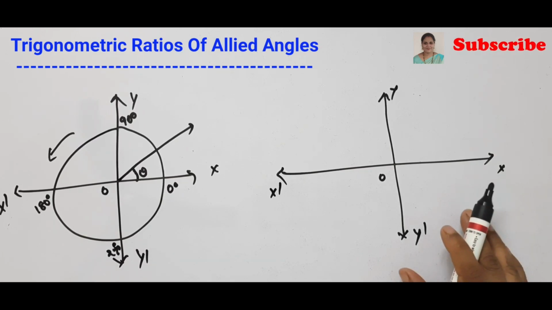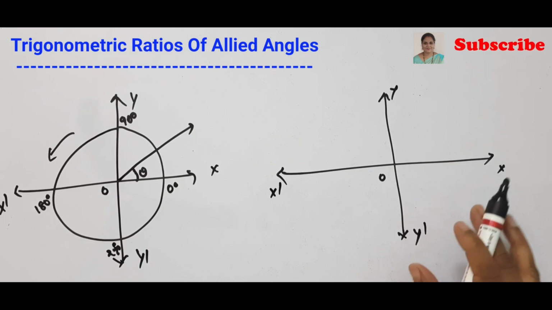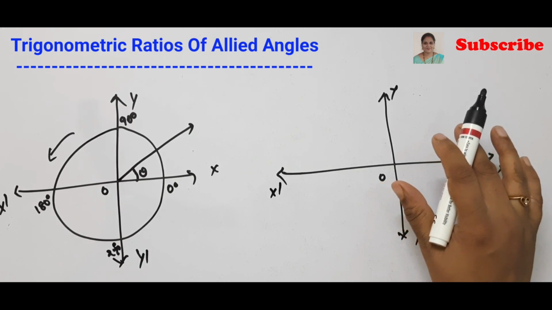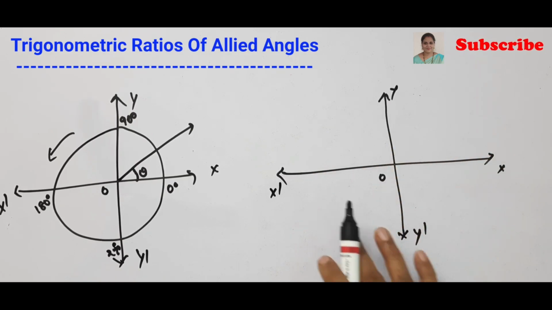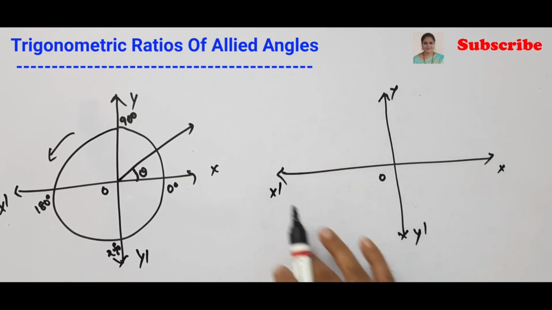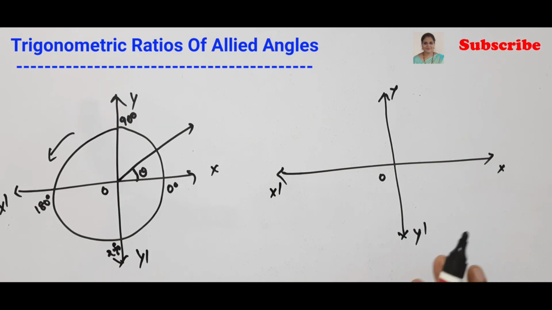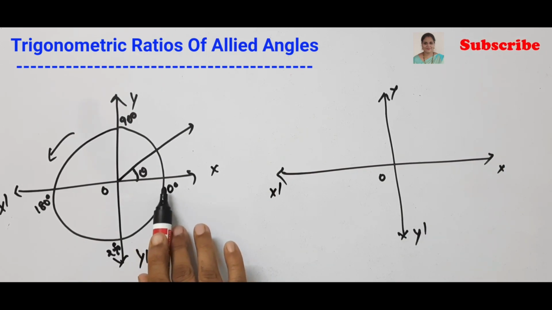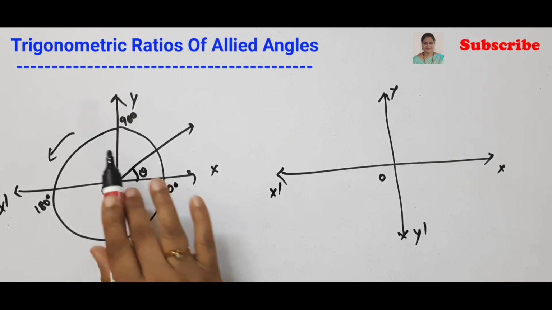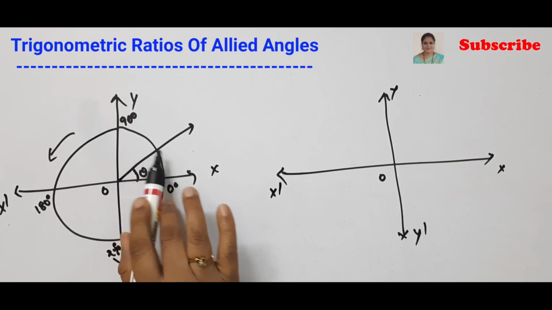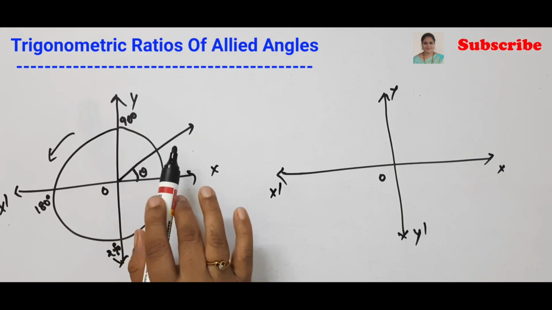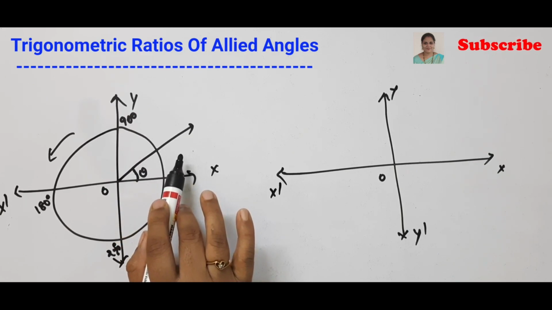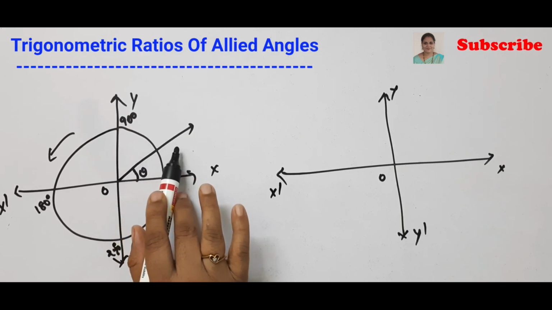First, let us study how the angles will be in these quadrants, that is in the first quadrant, second quadrant, third quadrant and fourth quadrant. Here, when the terminal ray is rotating from 0 degrees to 90 degrees, then the angles in this quadrant will be more than 0 and less than 90.